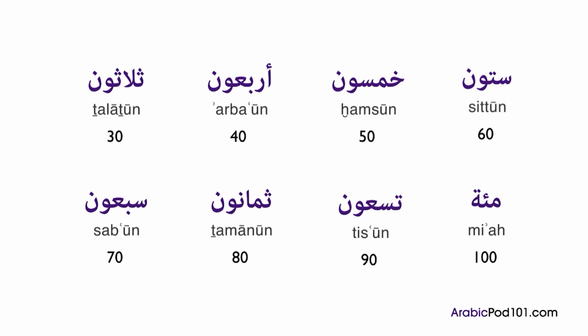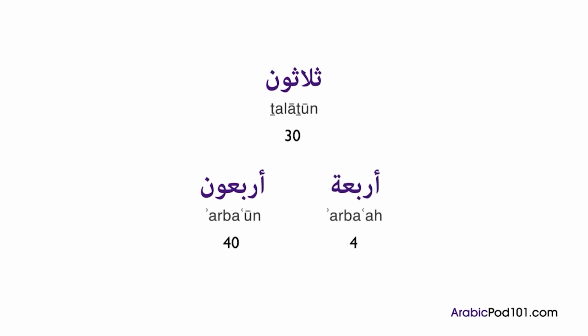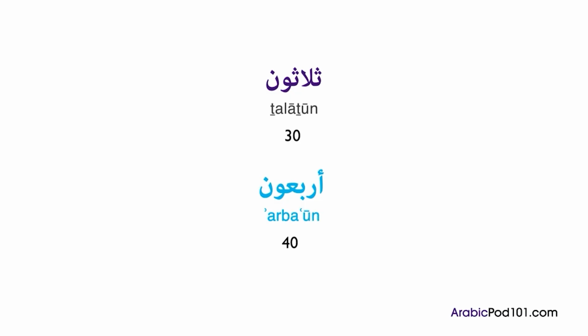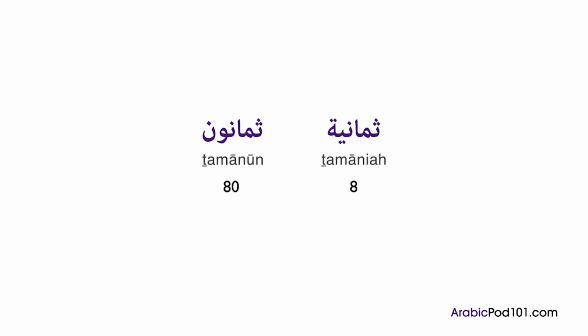will make memorizing them incredibly easy. Notice that 30 is 30 and 40 is 40. So 40 is simply 4 with a different ending. The final a is replaced with un. For example, 80 is 80. The digit 8, which you learned in the last lesson, is 8. So in this case, the iya was removed and replaced with un.